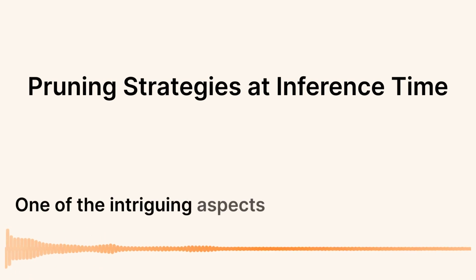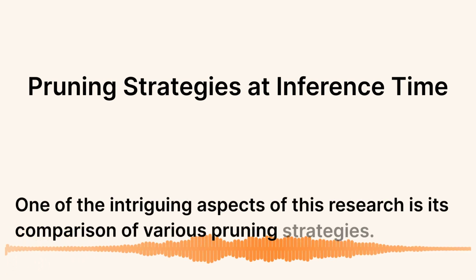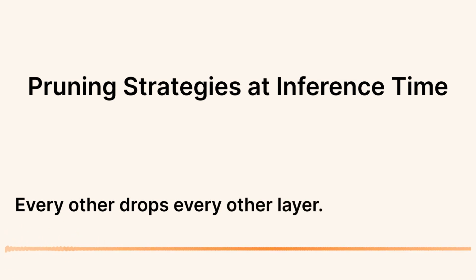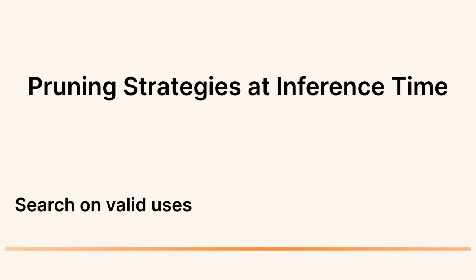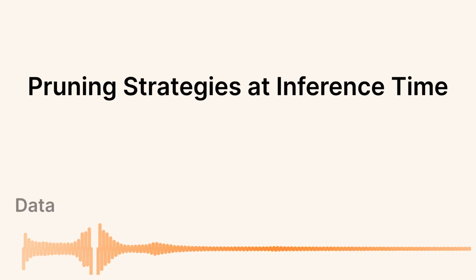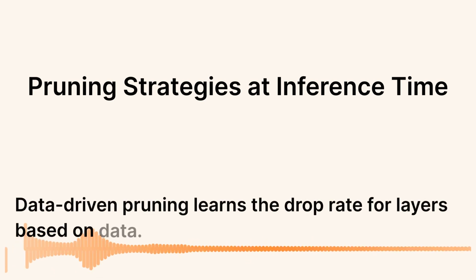One of the intriguing aspects of this research is its comparison of various pruning strategies. Every other drops every other layer. Search on valid uses validation set performance to choose layers. Data-driven pruning learns the drop rate for layers based on data.